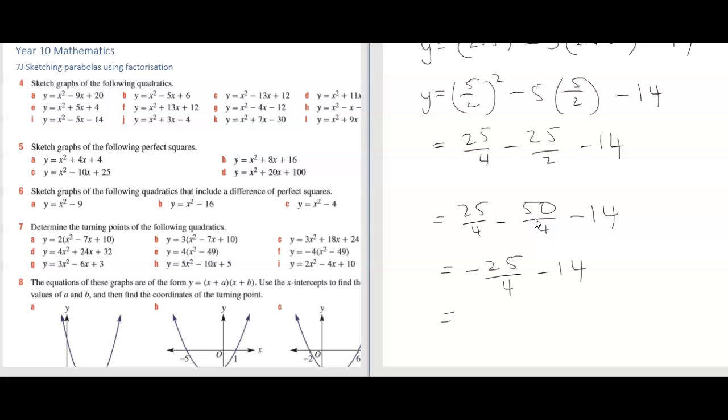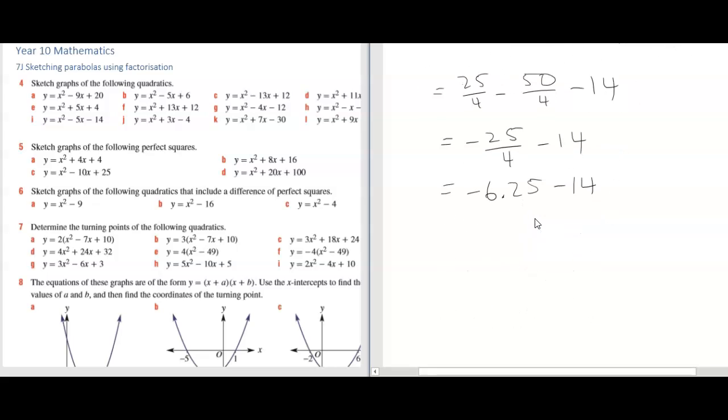Now put this as a mixed number. So 4 goes into 25 6 times. So it's going to be negative 6. And we have one remainder. So negative 6 1/4 or 0.25, minus 14. So our y-coordinate is going to be negative 20.25.